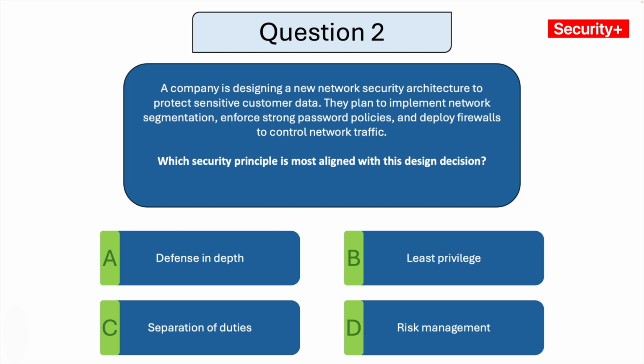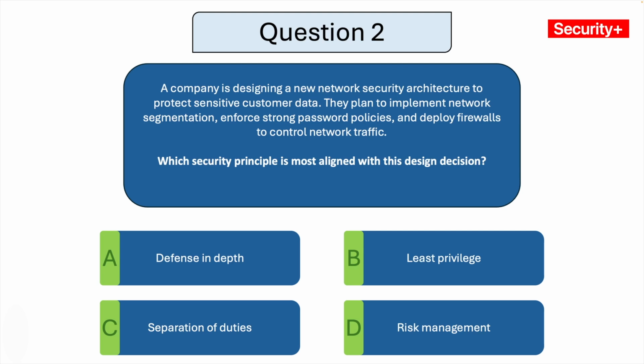Question 2. A company is designing a new network security architecture to protect sensitive customer data. They plan to implement network segmentation, enforce strong password policies, and deploy firewalls to control network traffic. Which security principle is most aligned with this design decision? A. Defense in depth, B. Least privilege, C. Separation of duties, or D. Risk management? All right, so this is a pretty simple one.